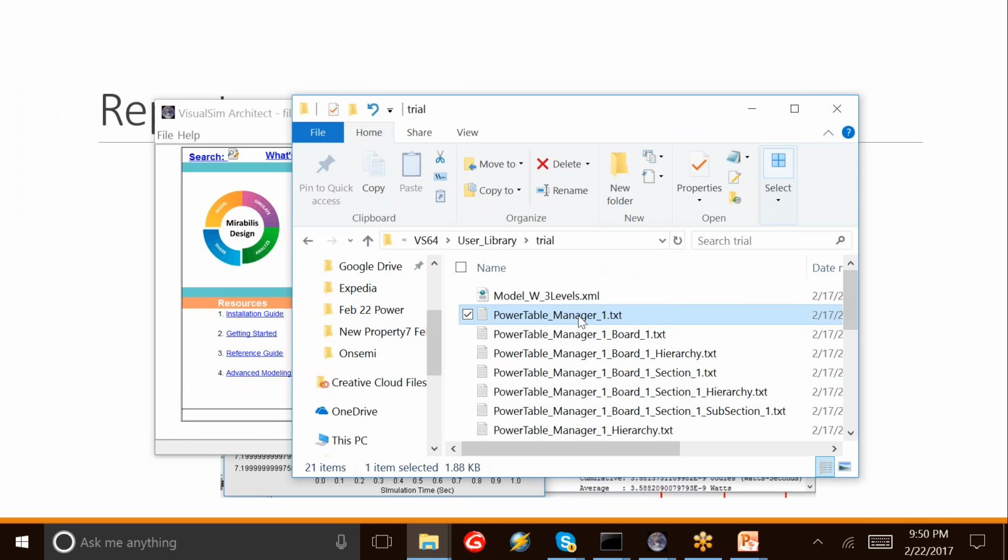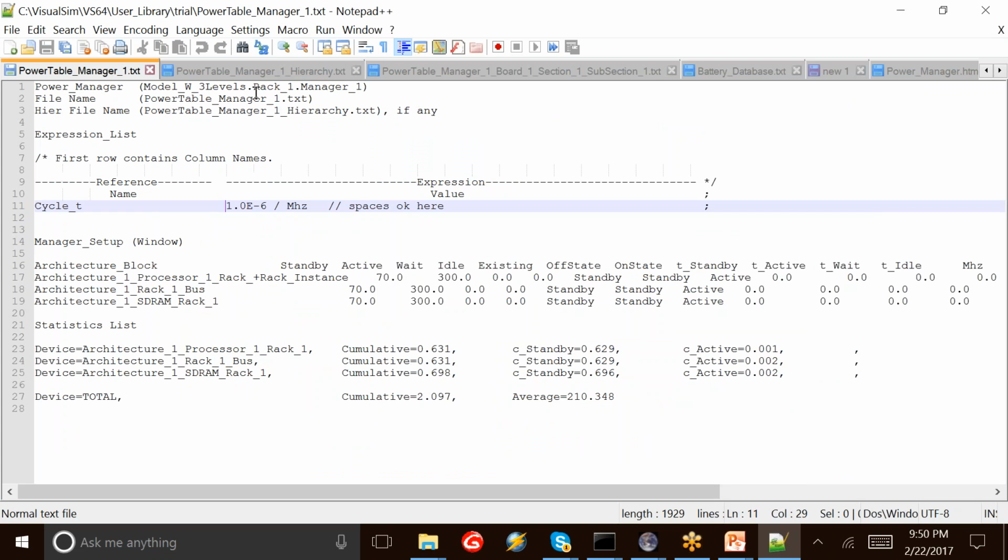As you can see, it gives me information as to what is my expression. This tells me which one. So it's in the rack, and it's got the power manager there. You can see this is the data that we input into the model, and this is the power for each one of them. So for the rack, for the bus, and for the DRAM, you can see what the cumulative, standby, and active is for each one, and what's the total for the whole system.